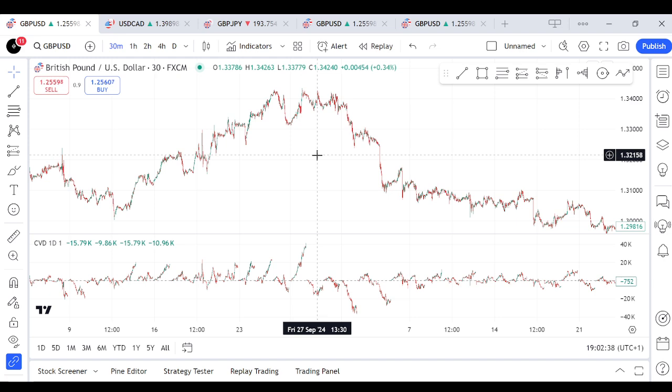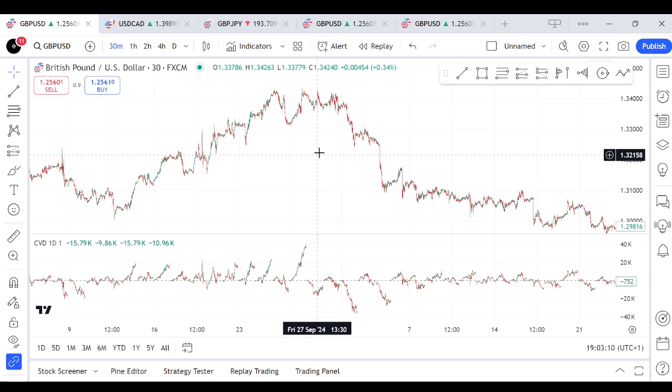Today's video will explore an essential tool for traders, which is the Cumulative Volume Delta. Understanding the CVD can significantly enhance your trading strategy by providing insights into market dynamics and participant behavior. By the end of this video, you will learn how to interpret CVD, analyze its signals, and apply it effectively in your trading decisions. Stay tuned as we delve into this powerful indicator that can help you make more informed trading decisions.